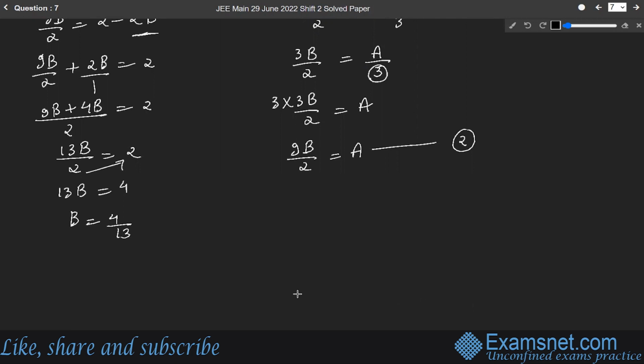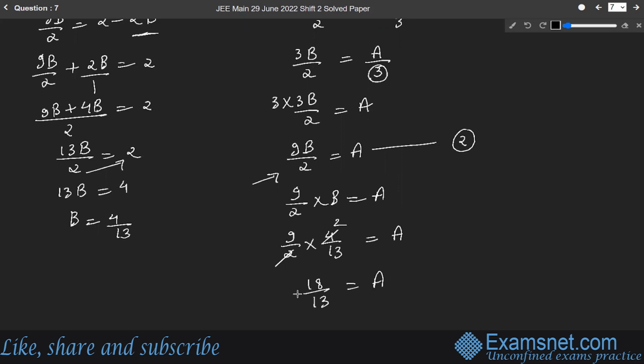Since we have the value of b, we can easily find a by using the second equation. What is the second equation? 9b upon 2 is equal to a. So 9 upon 2 into b is equal to a. Now substitute the value of b here. So 9 by 2 into b. What is b? 4 by 13. It is equal to a. So 2 and 4 will be cancelled here. 9 into 2 is 18. 18 divided by 13 is equal to a.